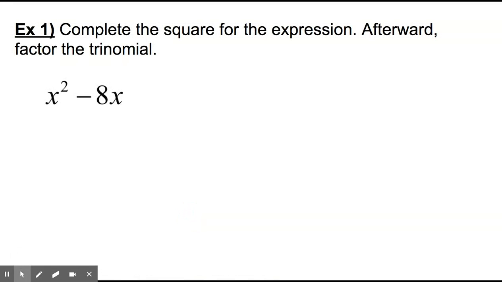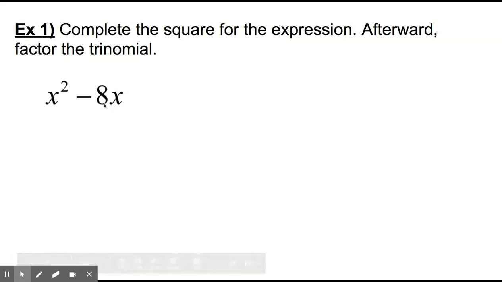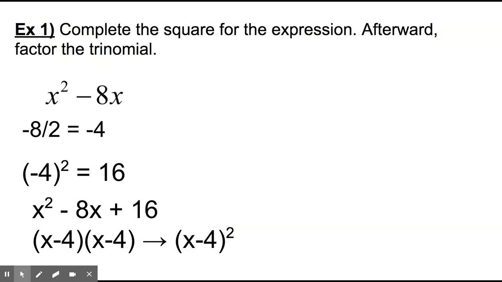So for example, we have the expression here, x squared minus 8x. Okay, so again, that first step is that you take half of your b value. And in this case, my b value is -8. So if we take half of -8, we get -4. And then we're going to take that -4 value and square it. So -4 squared is 16. So that means that to complete the square, I can say x squared minus 8x plus 16.